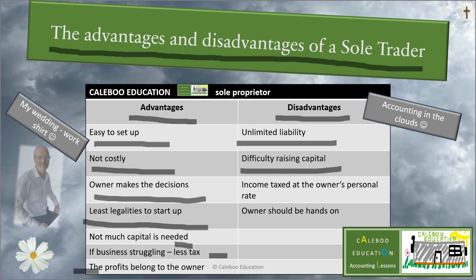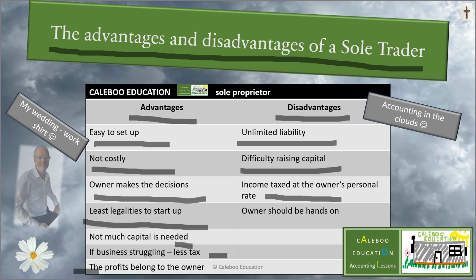There might be difficulty in raising capital. A big business, a company, can raise capital a lot more easily than a sole proprietor. A company would sell shares. If I, as a sole proprietor, needed money to fund my business, I would have to take a loan from the bank or use my own capital.